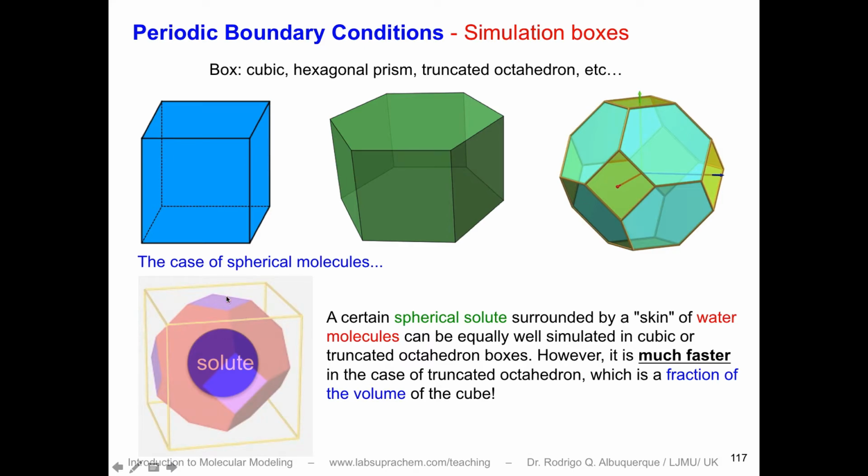Now, if we are using a cubic box, you see here in yellow, you need many more water molecules to fill this box. While if we use this truncated octahedron, shown in red, we need much fewer water molecules. So your simulation is much faster if you use a truncated octahedron, because you save a lot of computational time. That's why in some cases, if you have a spherical solute, it's much better to use this truncated octahedron instead of a cubic box.